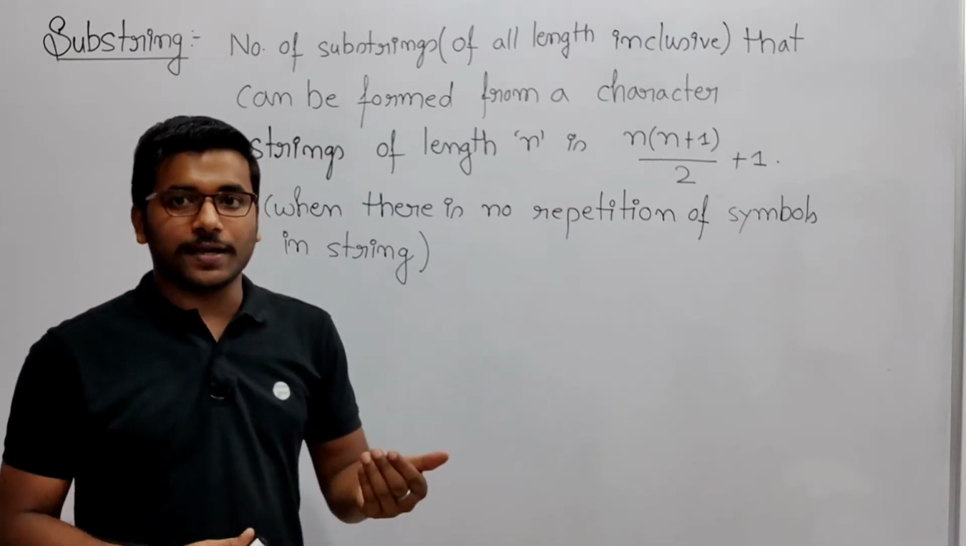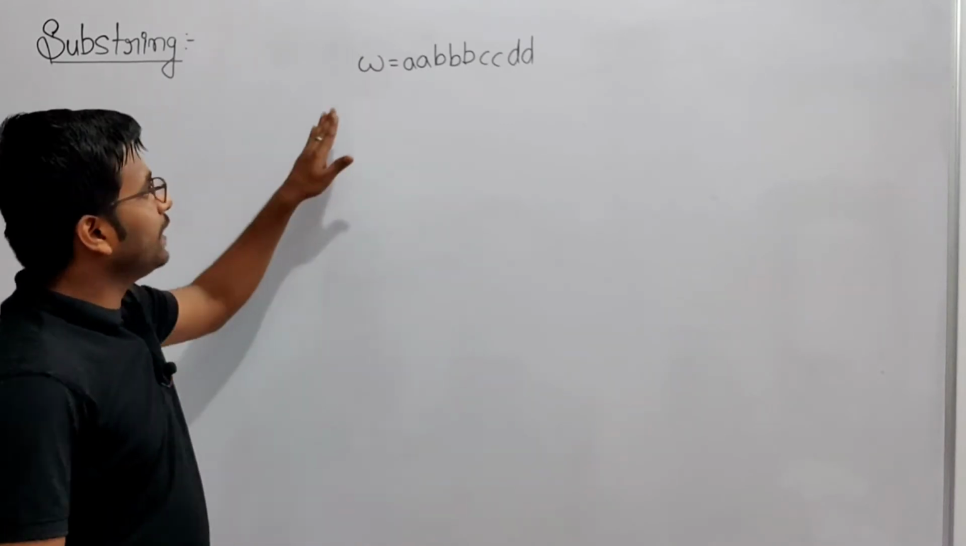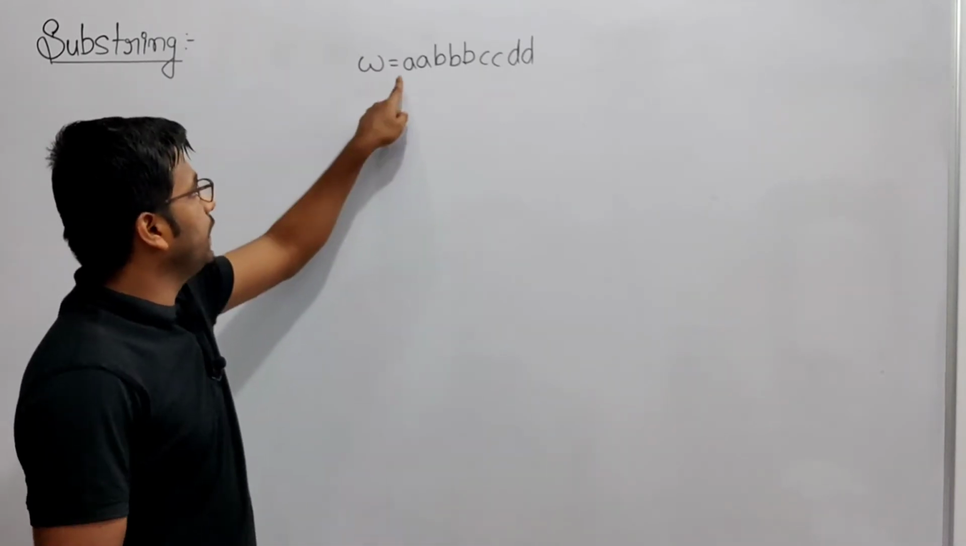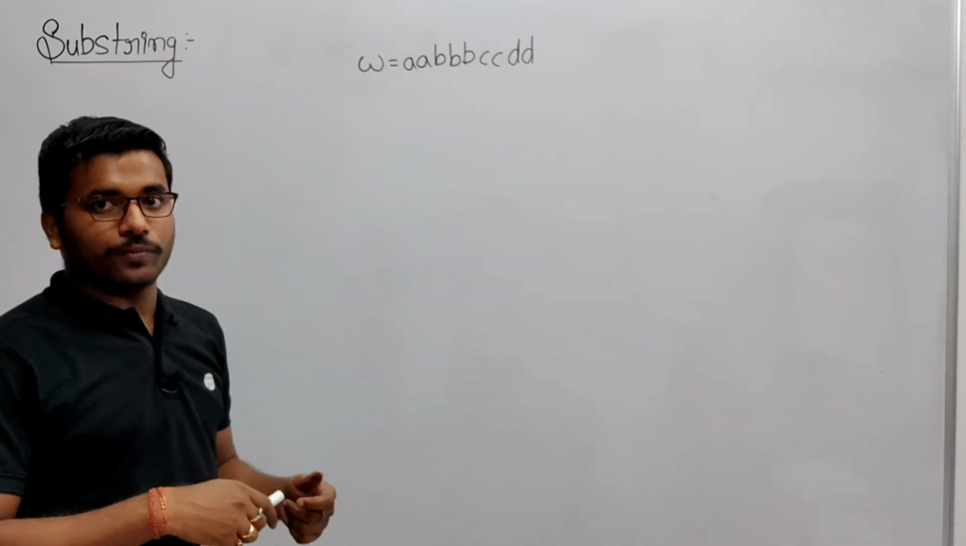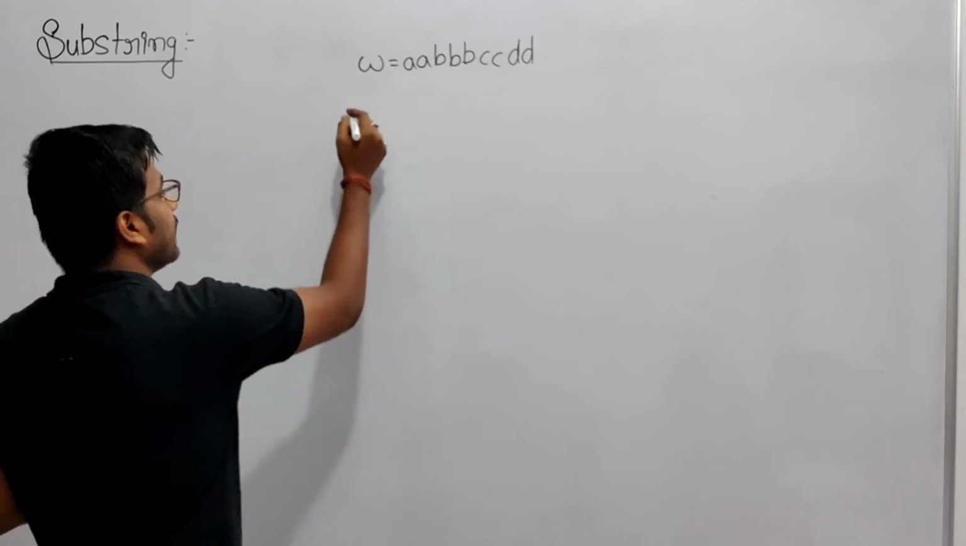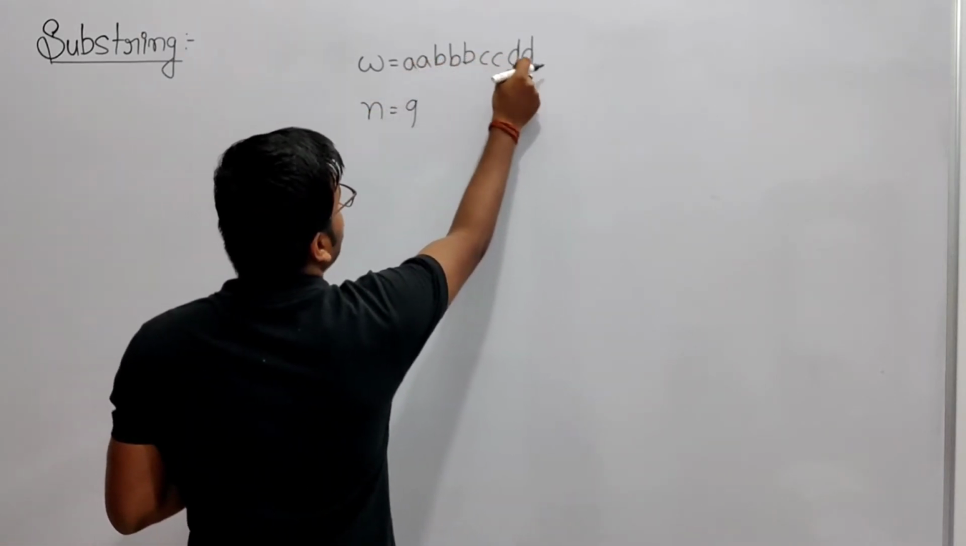Now I will take an example and explain. Now see the example. So here there is repetition of symbols: A, then triple B, then double B, double C. If you apply the same formula here, you are going to get an incorrect answer. See, the number of symbols here is 9: 1, 2, 3, 4, 5, 6, 7, 8, 9.